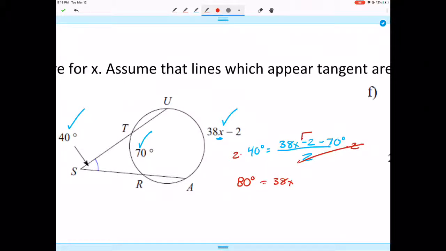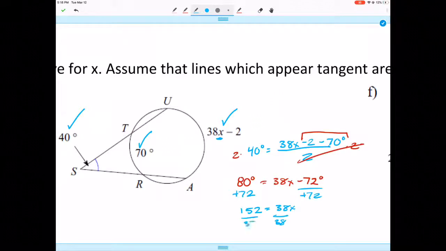38x, and we can combine like terms to give us a negative 72. Next we'd add 72 to both sides. Okay, 80 plus 72 is 152 equals 38x, and then we divide both sides by 38. 152 divided by 38, that gives us x equals 4. And that's all they're asking for.